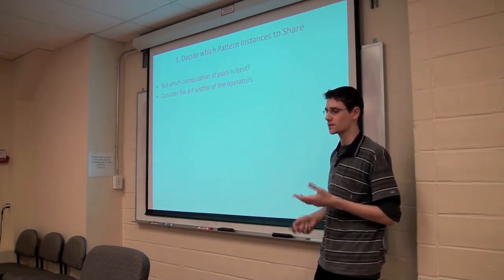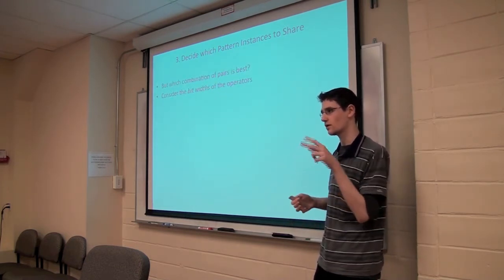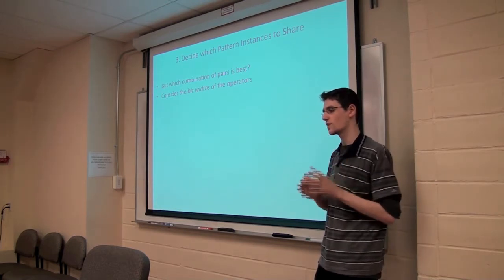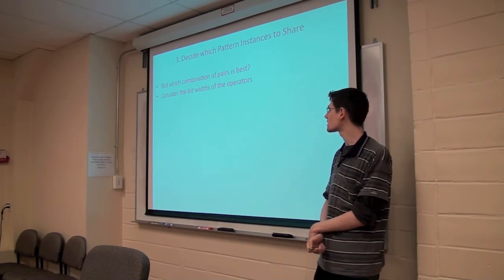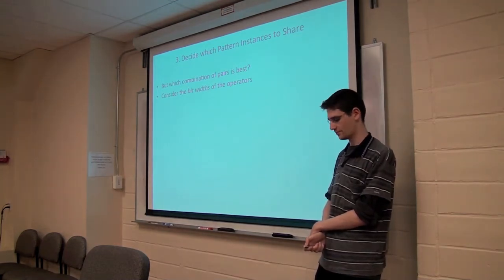But that's a difficult problem to solve. What's the best way to choose the pairing of each of these, to choose pairs of these sets of graphs? So to do this, we define a cost function which considers the bit widths of the operators.